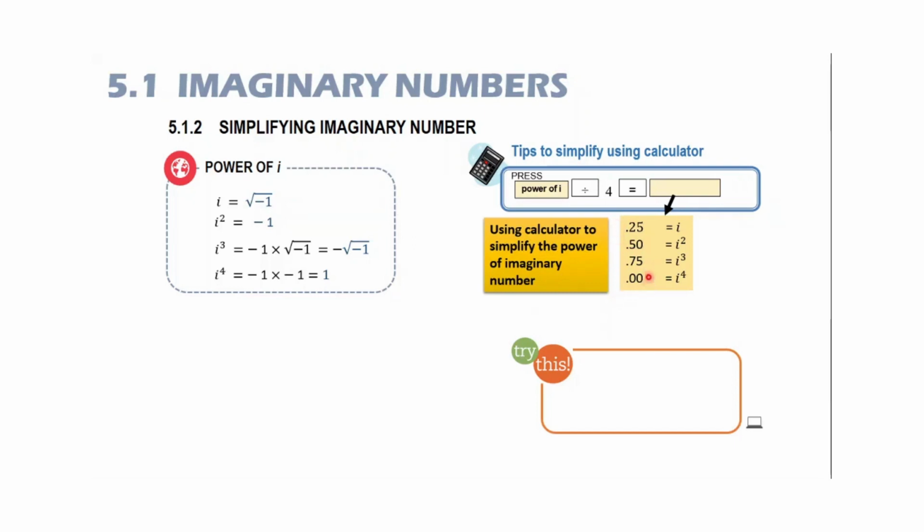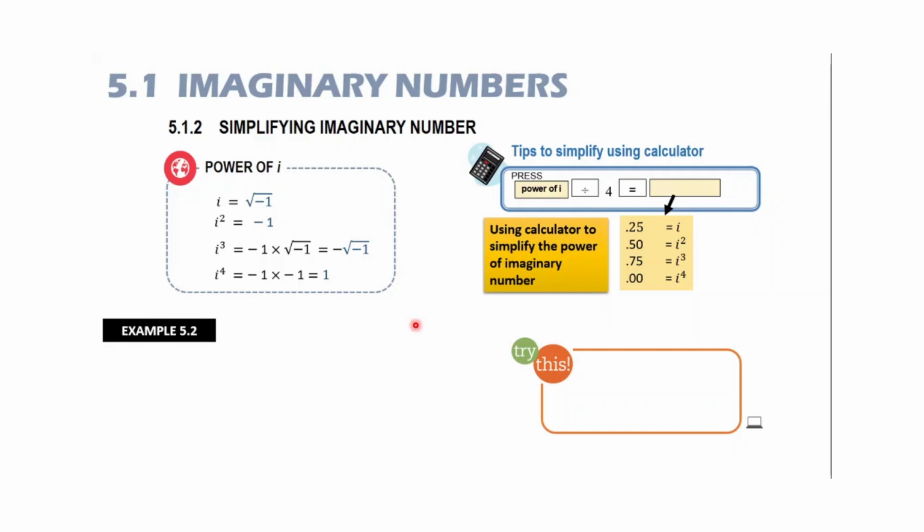Okay, so kita akan dapat perpuluhan, ada 4 jenis perpuluhan di sini. So kalau dapat 0.25, that power of the number power of i equal to i kuasa 1. Kalau 0.50 equal to i squared, 0.75 equal to i cube, 0.00 equal to i to the power of 4. Okay, let's look at example to help you understand.